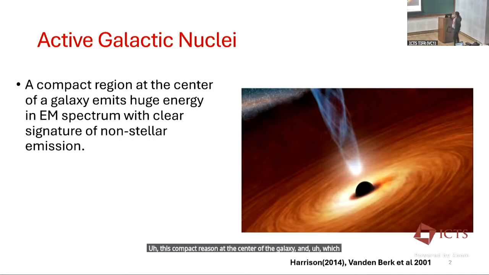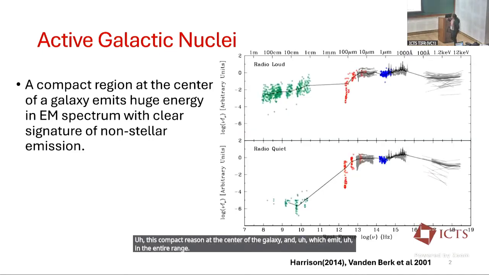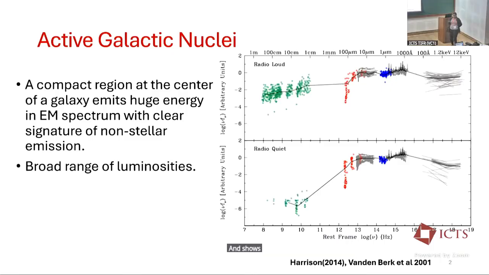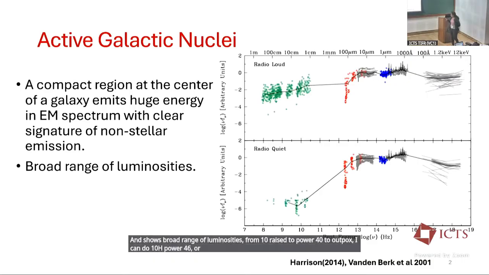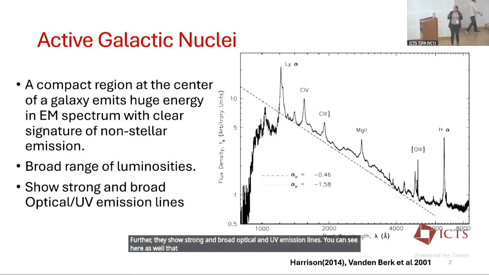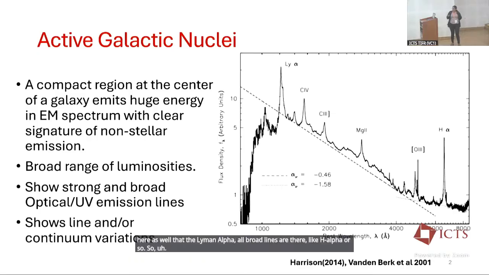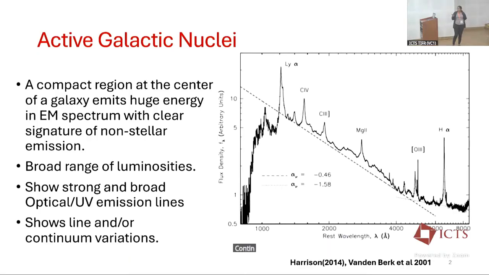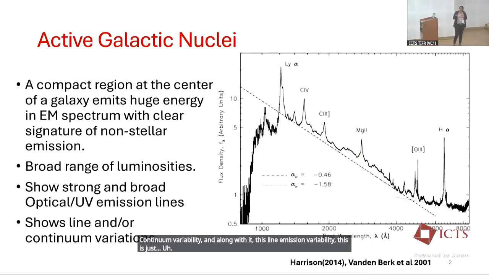emits in the entire range, let's say from radio all the way up to gamma rays, and shows a broad range of luminosities from 10 raised to power 42 erg per second to 10 raised to power 46 or 47 erg per second. Further, they show strong and broad optical and UV emission lines. You can see here as well, the Lyman alpha, all broad lines are there, like H alpha. Further, they also show continuum variability, and along with that, line emission variability. These are just a few properties of AGNs.